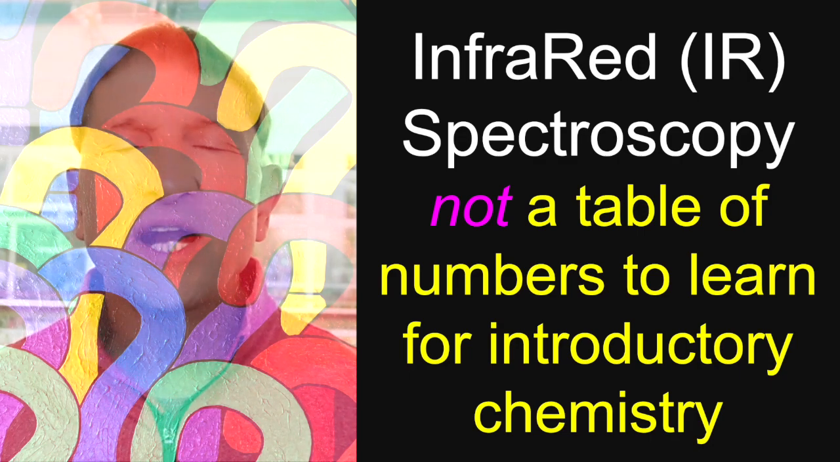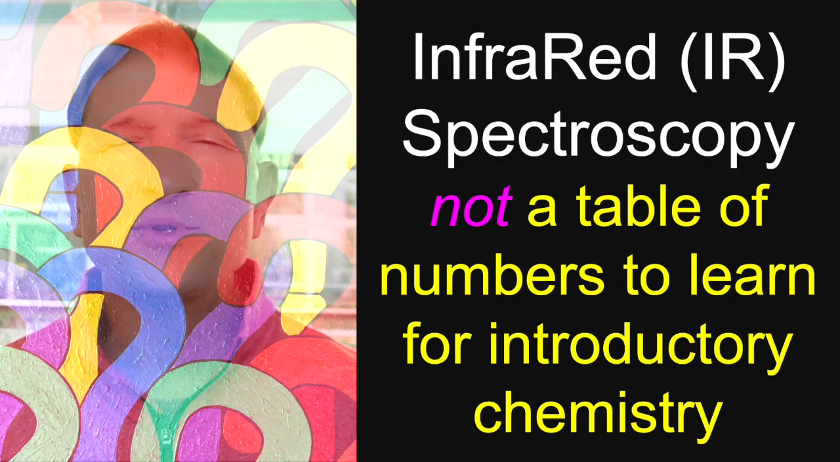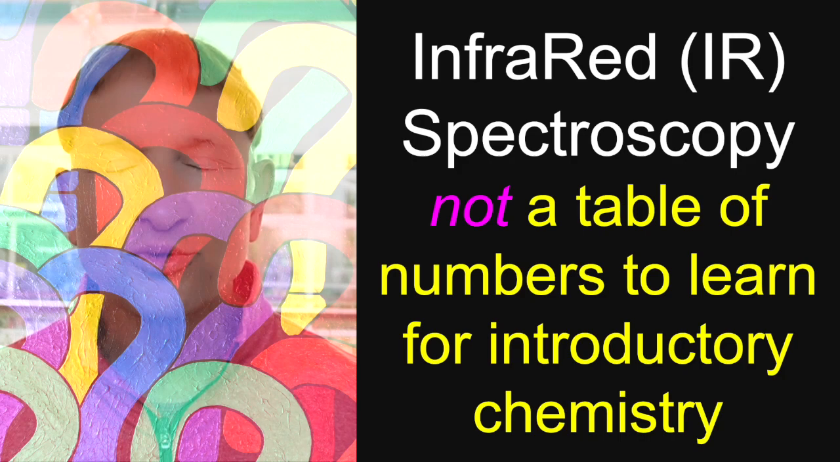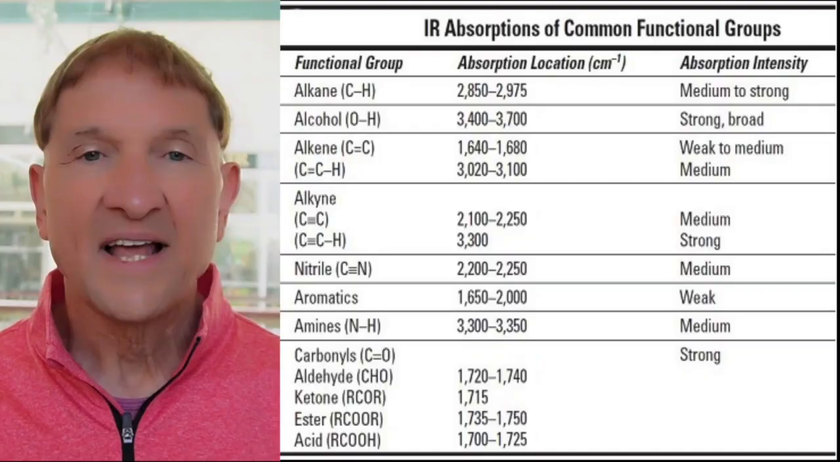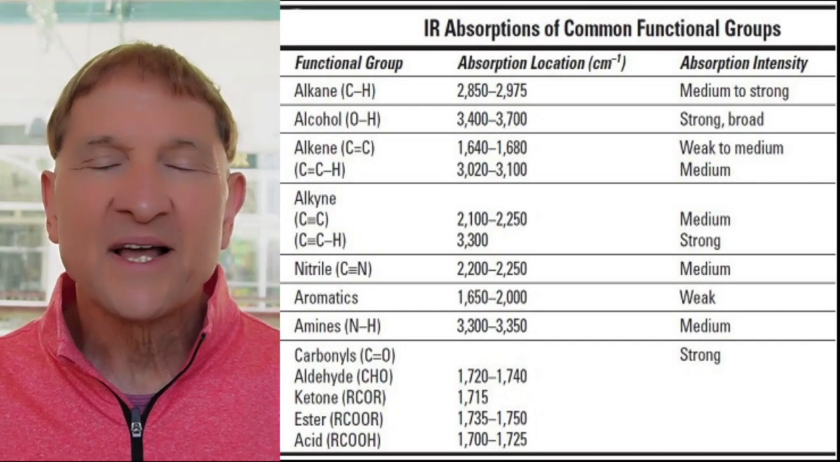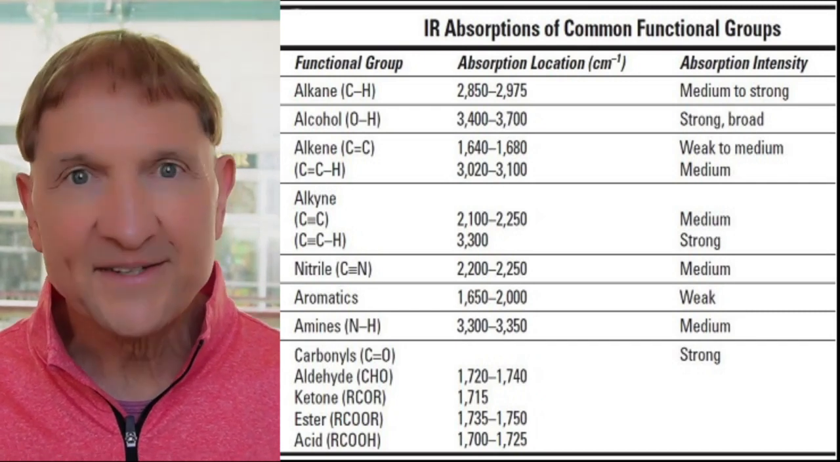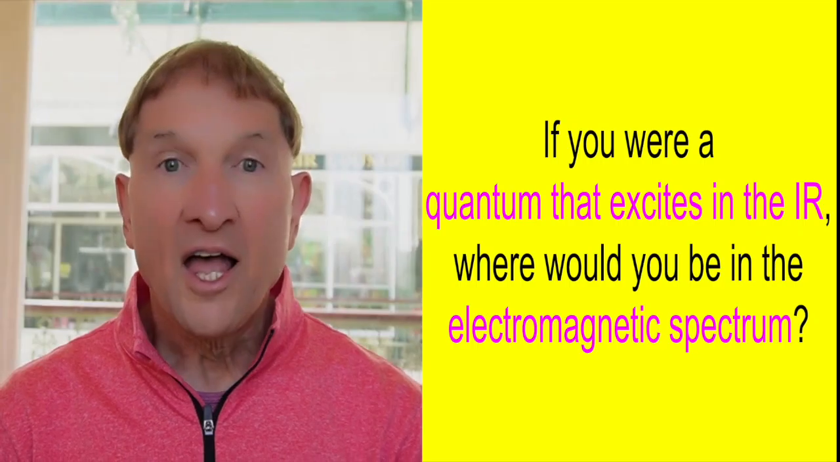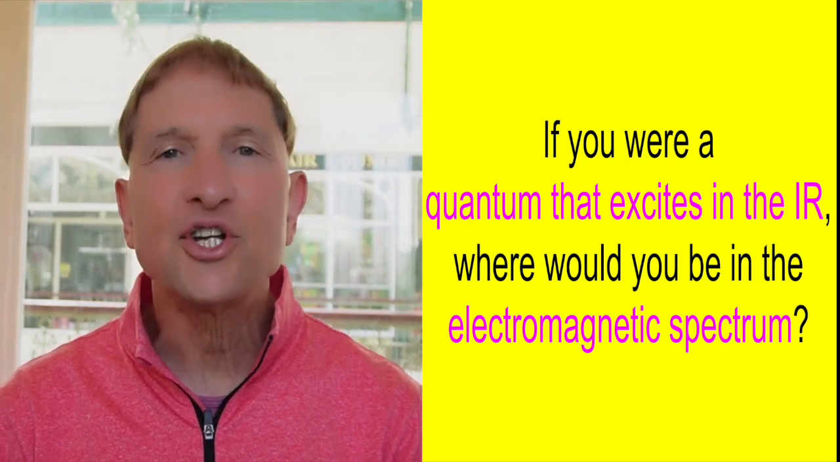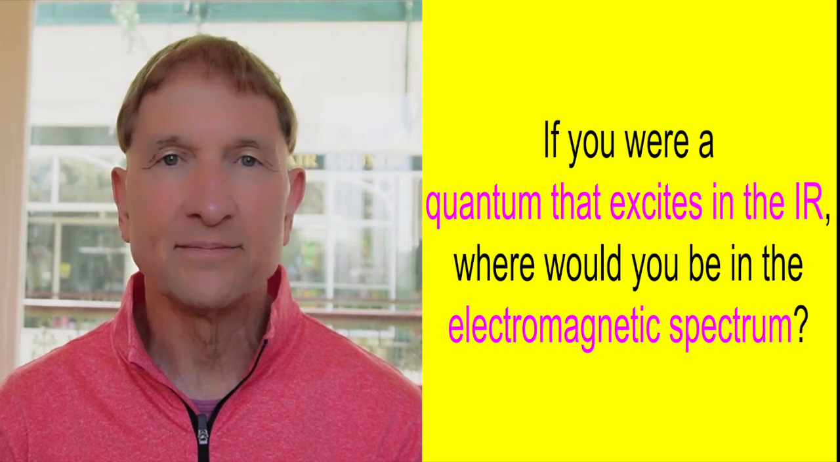Learning to interpret IR spectra can seem to require memorizing tables of numbers and functional groups like this. It's true that if you can remember all these numbers, then it would help, but I'm going to show you a much easier way. For this, it's necessary to know the high and low energy ends of an IR spectrum.